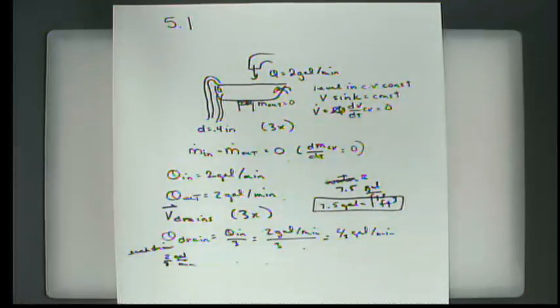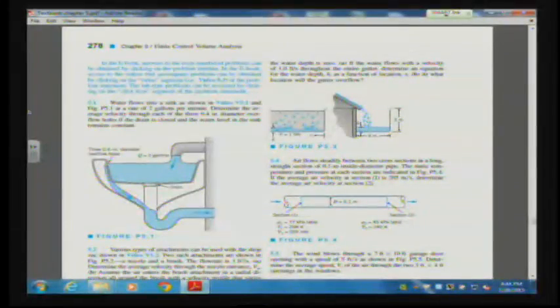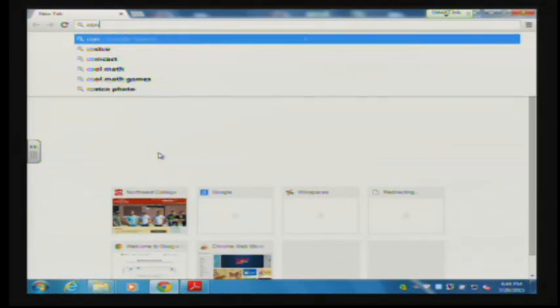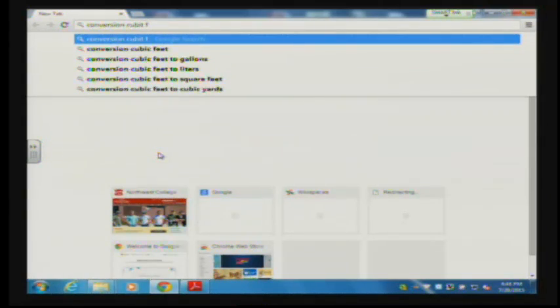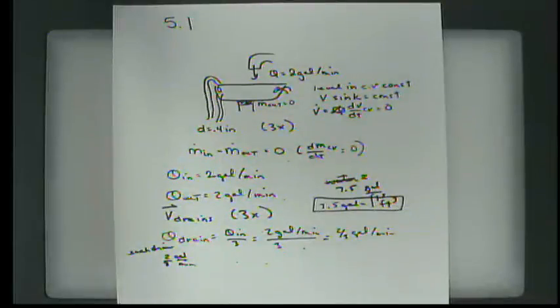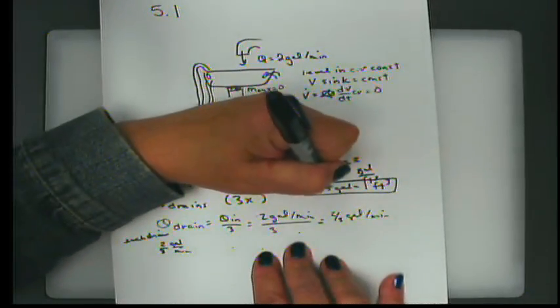Okay, so where could we look that up? Well, we could, for example, look up conversion factors on Google. Let's say conversion of cubic feet to gallons, right? And so you get that 1 cubic foot is the same as 7.48 gallons. So I'll use 7.48 instead of 7.5 in my conversion. Okay, so we'll just say 7.48.